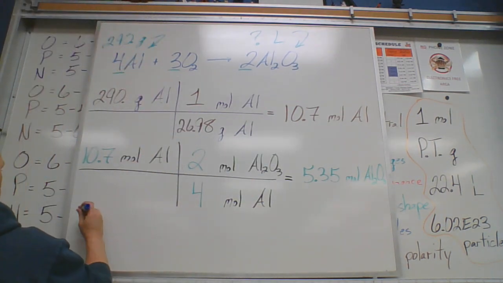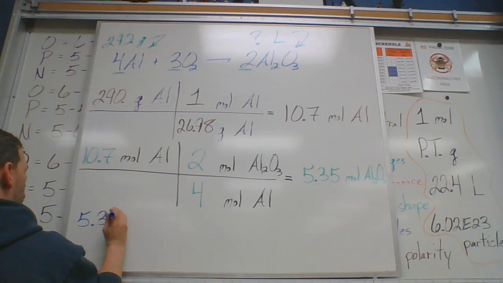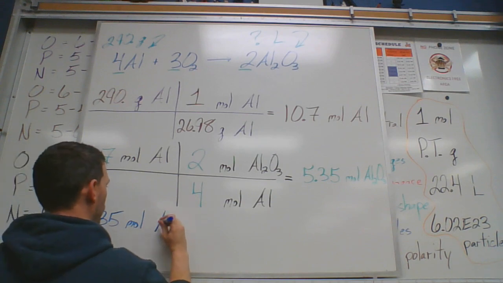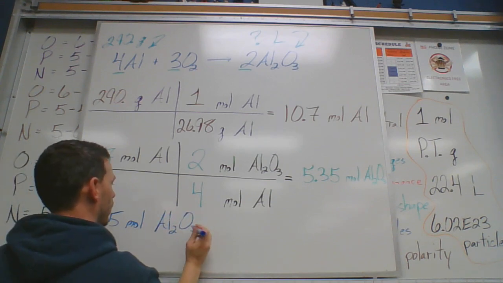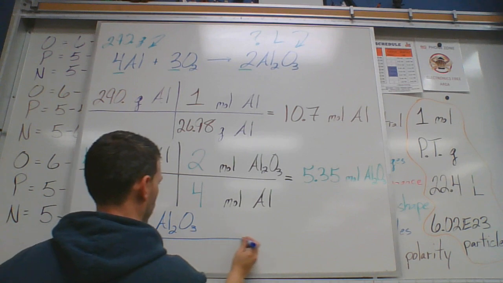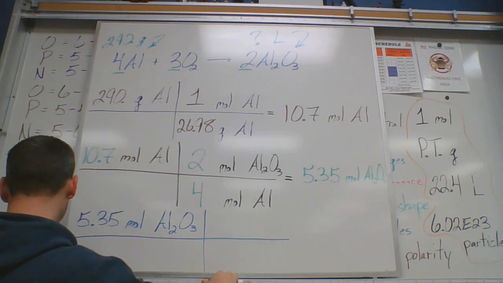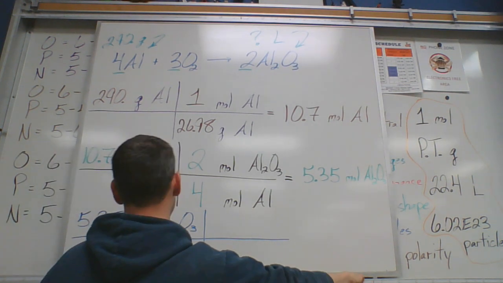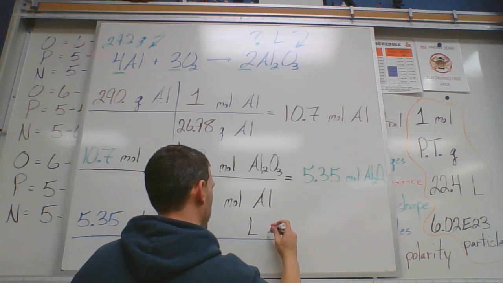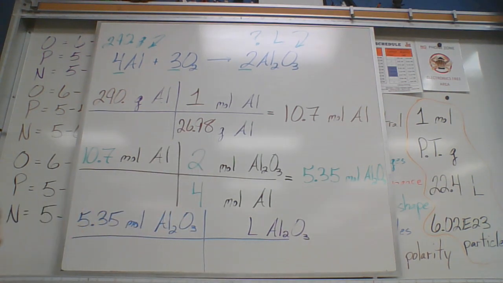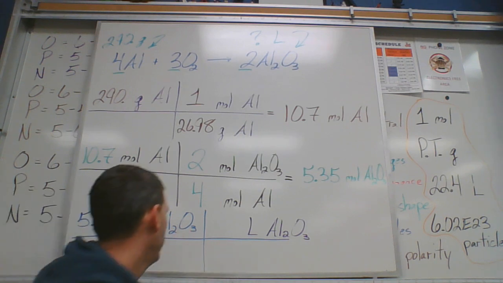So let's take the 5.35 moles of aluminum oxide. And what unit should we convert to? Yeah, just to whatever it says. Let's go to liters of the aluminum oxide. Drag the diagonal.